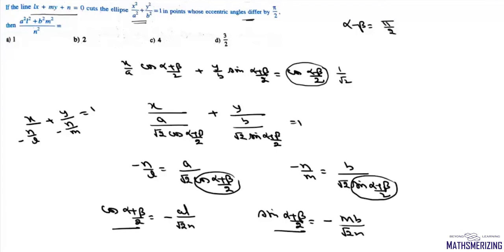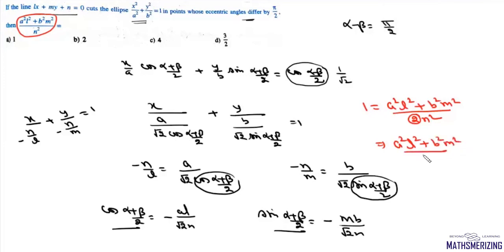So we'll square and add, then cos square theta plus sin square theta will be 1, and here we'll get a square L square plus b square m square upon 2n square. We'll need to find the value of a square L square plus b square m square upon n square. So we'll take this 2 on right hand side. So from here we can write a square L square plus b square m square upon n square, and this value is equal to 2, and that's your option number B.